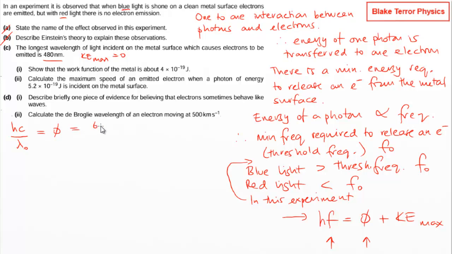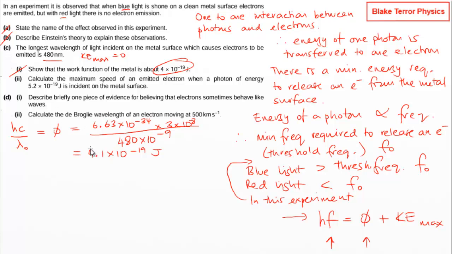So putting in the numbers, we've got the Planck constant 6.63 × 10^-34, multiplied by the speed of light 3 × 10^8, then divide by our threshold wavelength, so 480 × 10^-9. Stick all of that into the calculator, and we're getting 4.1 × 10^-19 joules. So that's come out close enough to what they wanted.